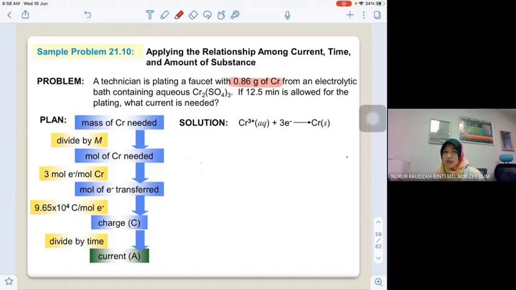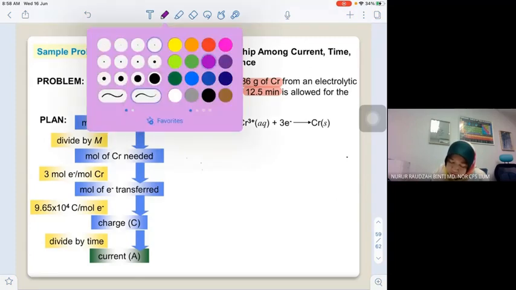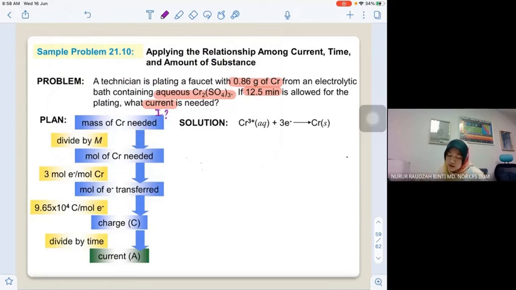Now we start with the substance. We already have the amount of the substance. And then the electrolytic bath containing aqueous chromium sulfate. So this is actually your electrolyte, aqueous chromium sulfate. And then another information is that if 12.5 minutes, so this is our time, is allowed for the plating, what is the current that is needed? So the question wants to know what is the current. Current is I. That is what we want to achieve.